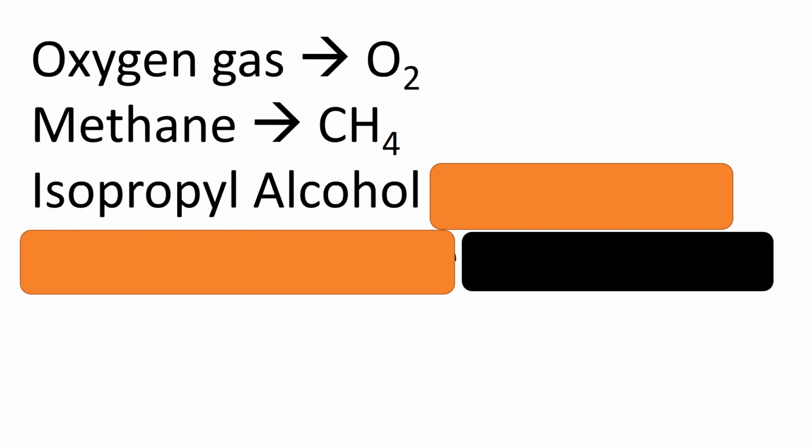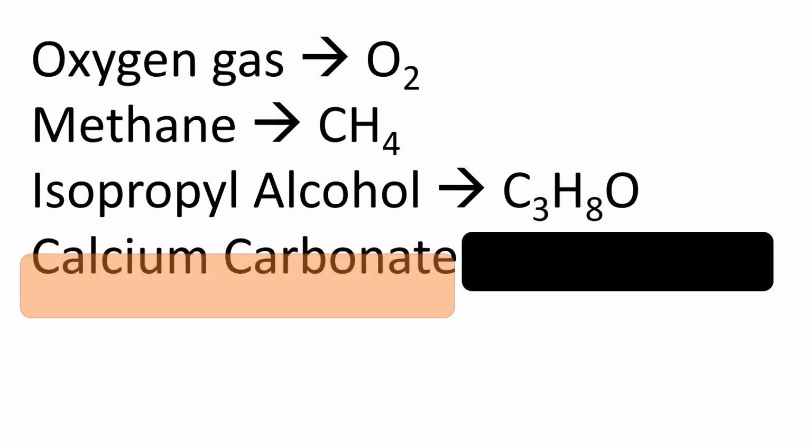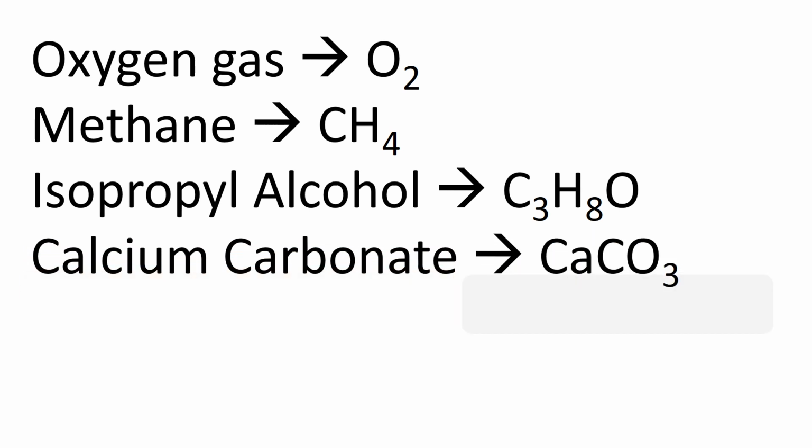Isopropyl alcohol, also known as rubbing alcohol, is three nonmetals together. Therefore, you'd expect the bonding to be polar covalent. Calcium carbonate, chalk, has got a metal and two nonmetals. Therefore, you'd expect it to be ionic bonding, holding it together.